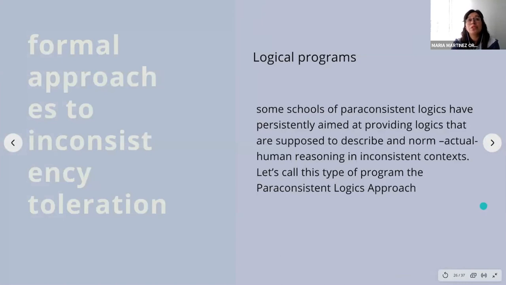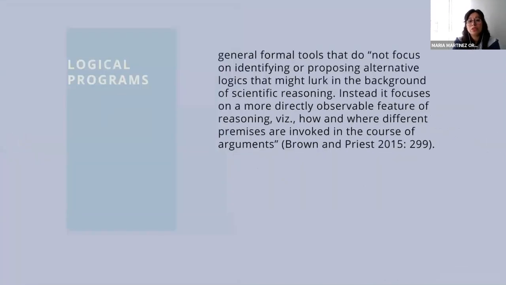Well, there seem to be two alternative ways to do this. The first one is considering the logical programs that we were talking about in the middle of the talk, which include the results of some schools of paraconsistent logics that have persistently aimed at providing logics that are supposed to describe and norm actual human reasoning in inconsistent contexts. Let's call this the paraconsistent logics approach, which is the most traditional version of it. And these are formal tools that, according to many, focus on identifying or proposing alternative logics, but lurk in the background of scientific reasoning.